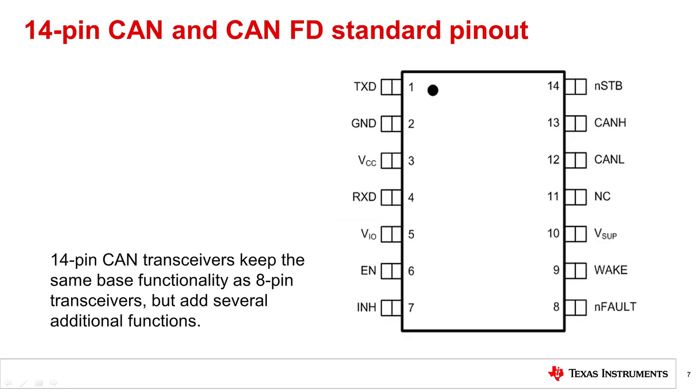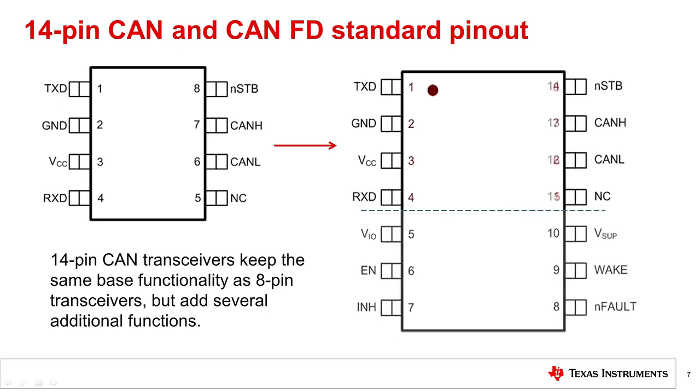14-pin CAN transceivers keep the same base functionality as the 8-pin transceivers, but add several additional functions, such as the ability to use low power modes to enable battery-powered operation and to signal the rest of the system to start up based on wake-up commands issued via the CAN bus. Fault pins issue fault signals when a dominant timeout occurs at the receiver. Notice that the 14-pin transceivers feature the same pin mapping as the 8-pin devices. This allows 8-pin devices to be easy drop-in replacements for 14-pin devices in application.